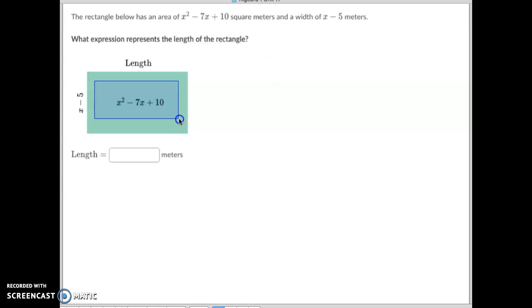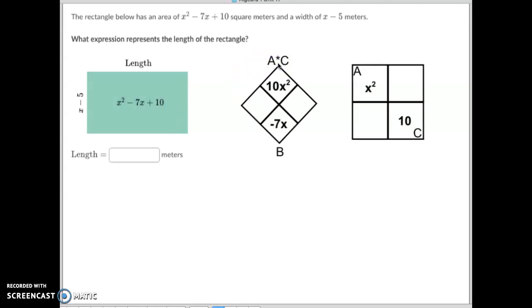So the first thing is diamonds and rectangles. So I'm going to set up my diamonds and rectangles. You'll notice I've already taken my a times c term. 10 times x squared is 10x squared. My b term I've already put down here. I took my a term, I put it right up here, which is x squared, and I took my c term, which is 10, put it right there.